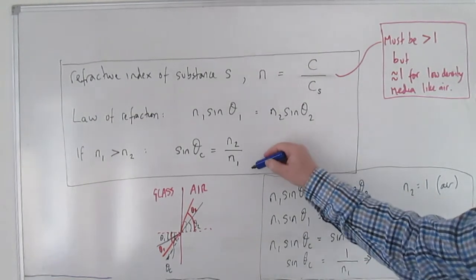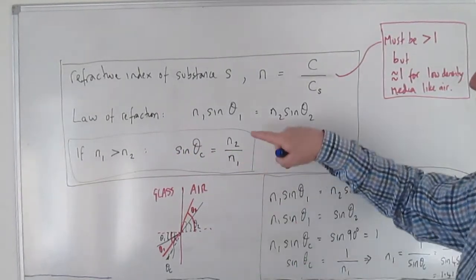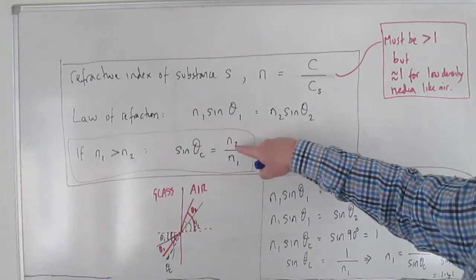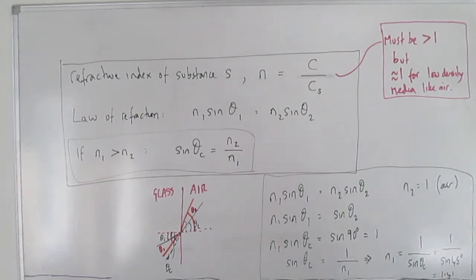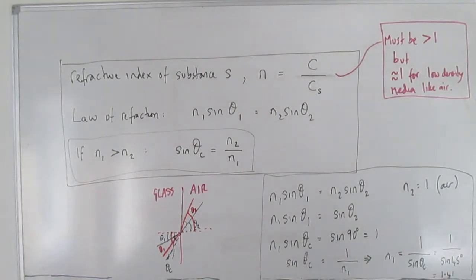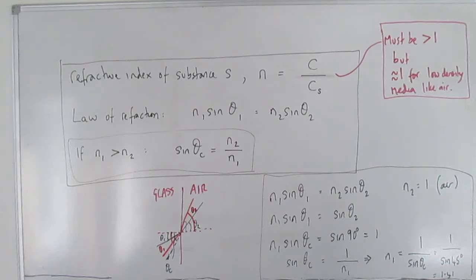You could get the answer just from this bit and just say, right, because medium 2 is the air, n2 is 1, so sine θ is 1 over n1, and therefore it's trivial. But this little bit of background is quite useful. But don't go reinventing the wheel in an exam. Remember that bit of information is there.